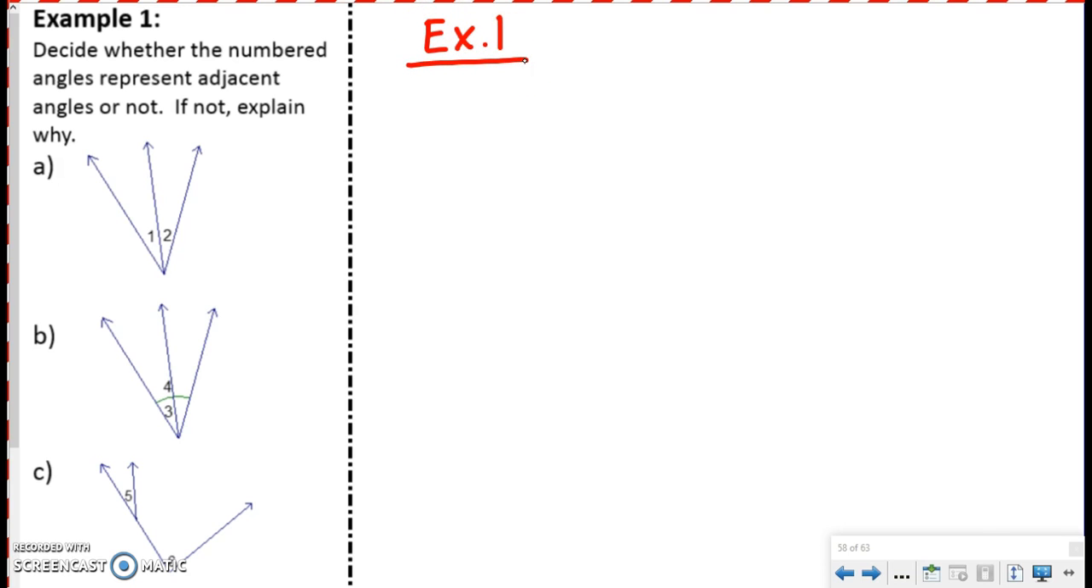Decide whether the numbered angles represent adjacent angles or not. If not, explain why. So you have to say which of the 3 things it violates. Okay.